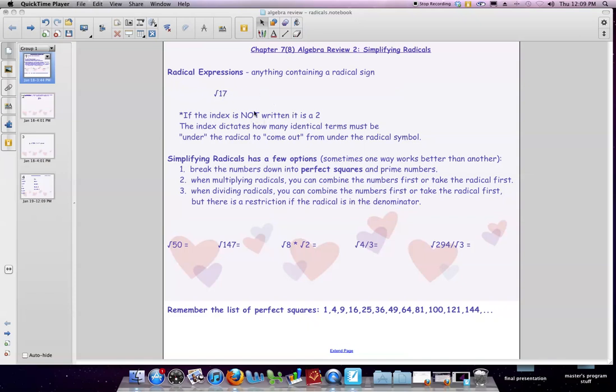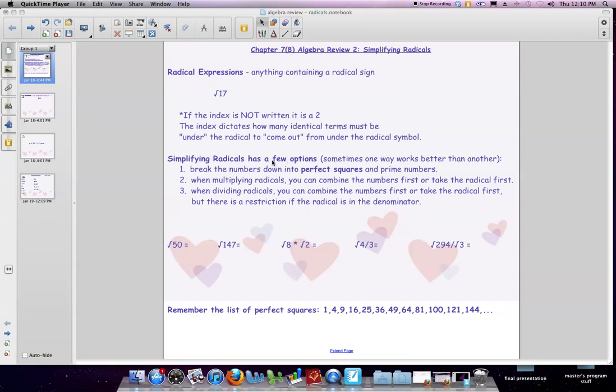If the index, which is the little number outside, is not written, it is considered to be a 2. If it is written, then that specifically tells you how many identical items must be under the radical sign in order to come out. Usually we don't work with anything but 2's in geometry, but when we start to do volume, we'll work with 3's. But for the most part, 2's is your main objective.